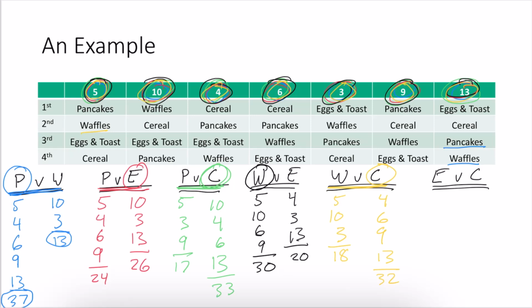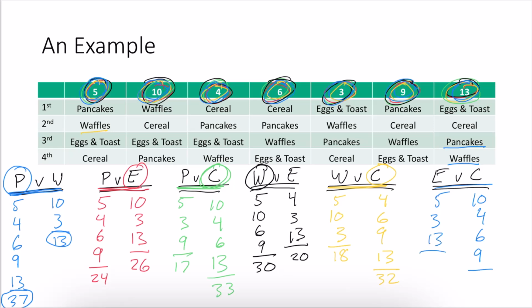And then for my last one, where I'm doing eggs versus cereal, the 5 votes in this first column will go to eggs. The 10 votes will go to cereal. The 4 votes will go to cereal. And the 6 votes will go to cereal. And then these 3 votes will go to eggs and toast.